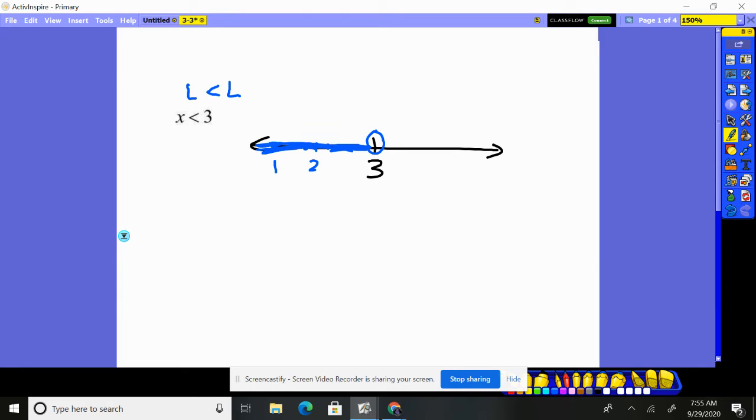And we shade this way because it continues into the negatives. Those are all the numbers that are less than 3: 1, 2, 0, negative 50, negative 38. Those numbers are less than 3. That's the graph of x less than 3.